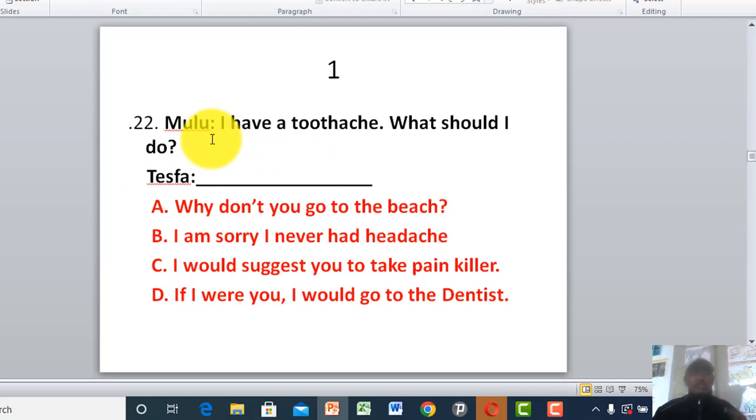Question number 22: I have a toothache, what should I do? I have a tooth problem, so what should I do? Yes.